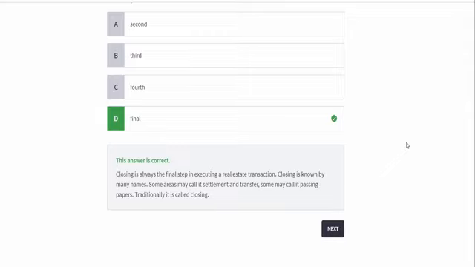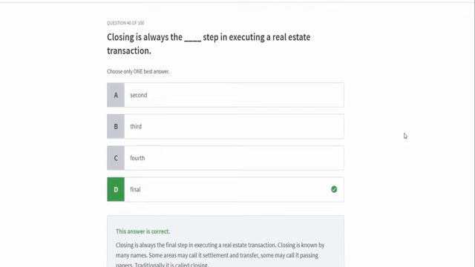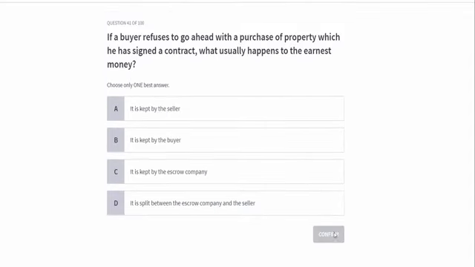Because when we're dissecting the real estate transaction and looking at it like a map, or even a math problem, I guess that would be a better example, we have A, B, and C. We have the beginning of the problem, the end of the problem, and then your final answer. Closing is that final answer. That's the final part of the problem. It's the final step in executing a real estate transaction. So simple as that. Hopefully you guys are understanding that.